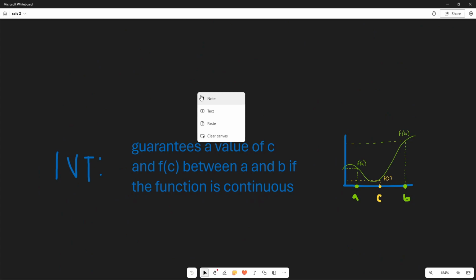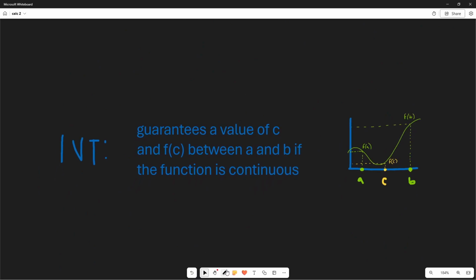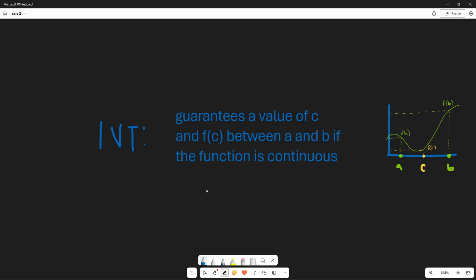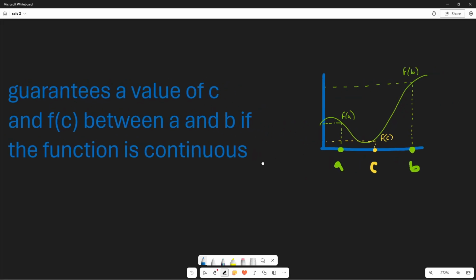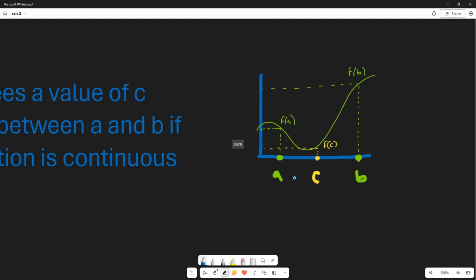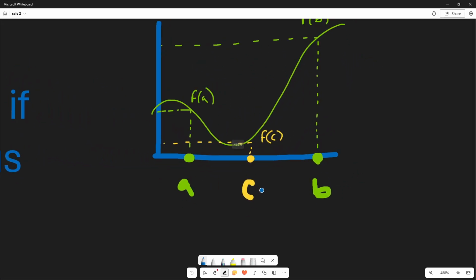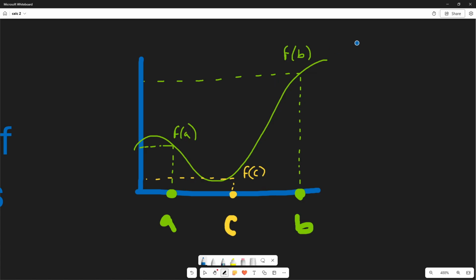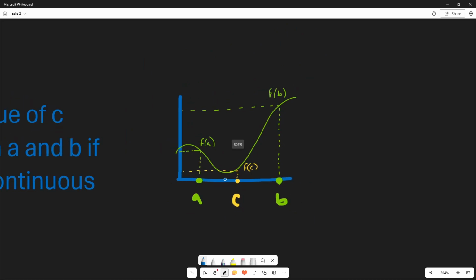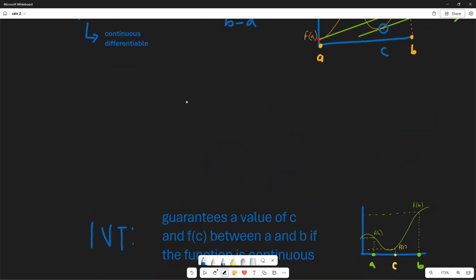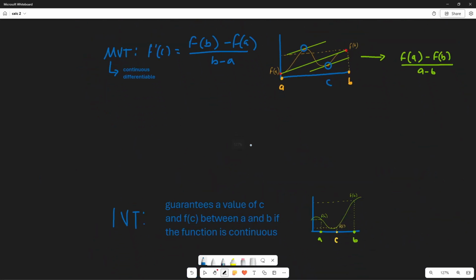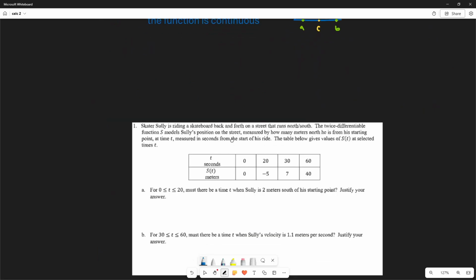The intermediate value theorem is a little bit different. It literally just guarantees a value of c, and an f of c, in an interval from a to b if the function is continuous. Right here is an example of a continuous function where we have a and b and some value of c that's guaranteed. We're going to go over a couple of questions about the intermediate value theorem and the mean value theorem, and this is going to be a short video overall.